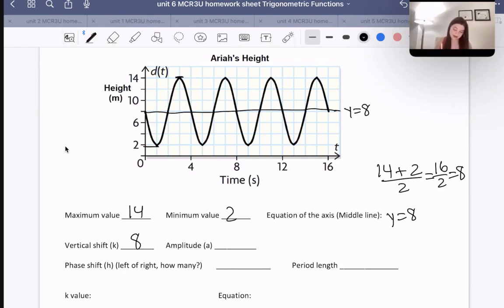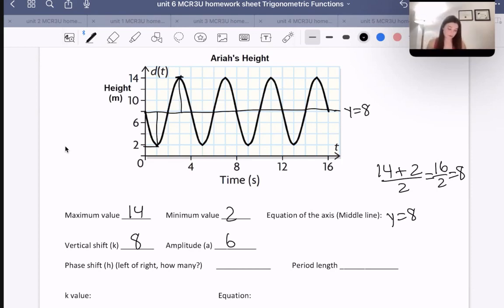Then we have what's our amplitude, so what's our distance from that middle line, so distance from 8 to 14, or our distance from 8 to 2. And either way, it is 6, right? It should always be the same value. If it isn't the same value, that means we didn't find the middle line correctly, right? Because the middle line is always halfway between the min and max value. And so it should always be the same distance, right? If it's equally between, truly. So that's important. Good.